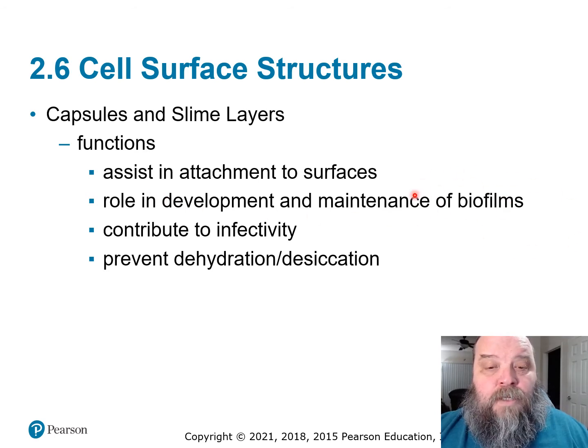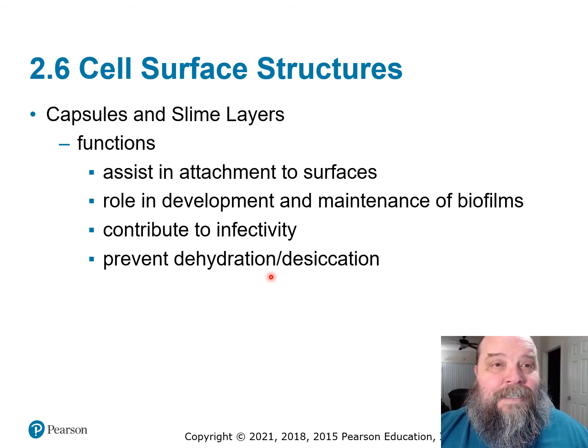You can get the formation of a biofilm. Many bacteria forming layers, and all these layers have different capsules and slime layers. They start to form a protective coating for everybody in lower layers. Capsules and slime layers also help with infectivity. It's actually harder to treat with antibiotics microbes that have capsules and slime layers, because like I said on the last slide, it's hard for antibiotics to pass through.